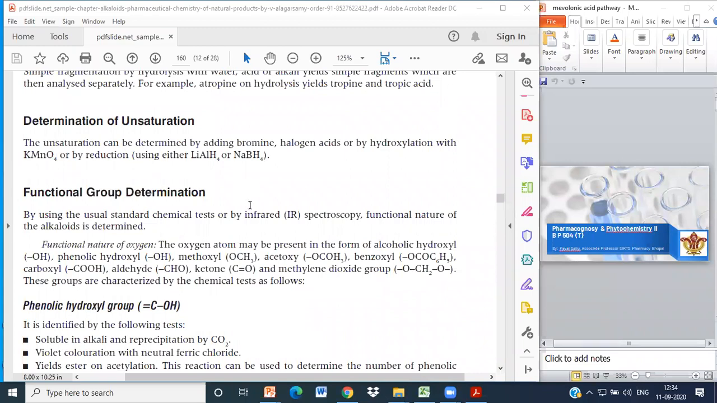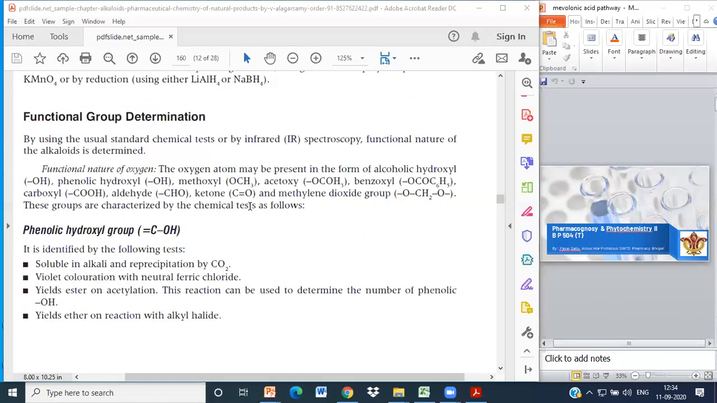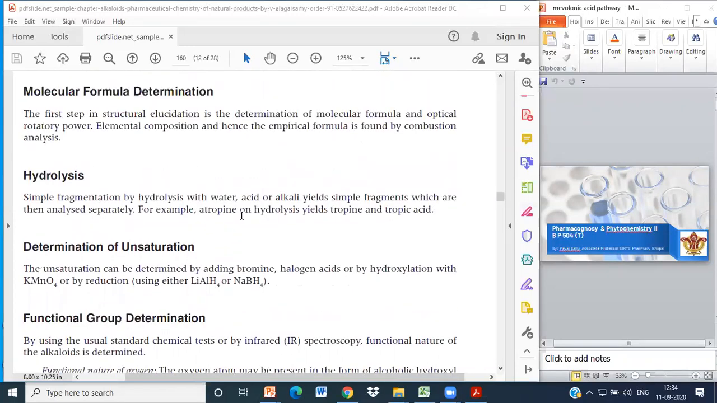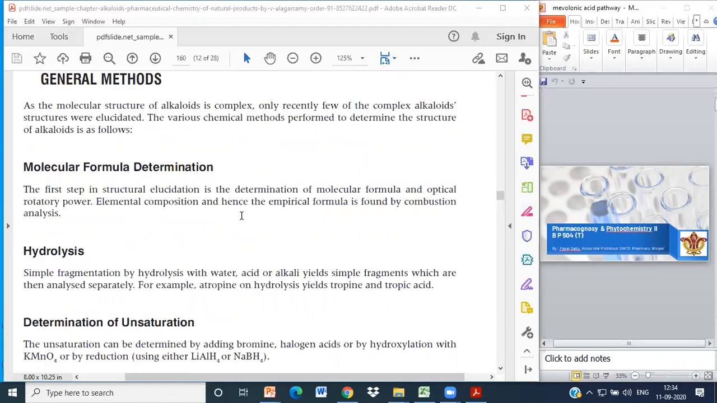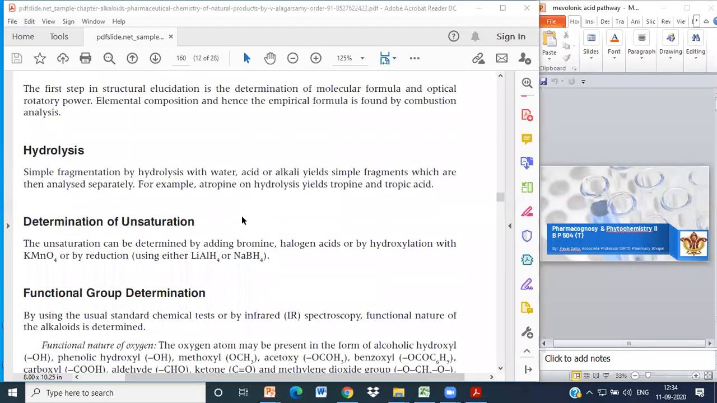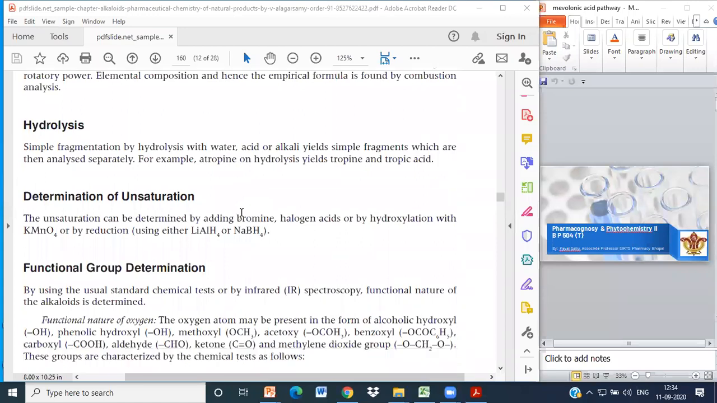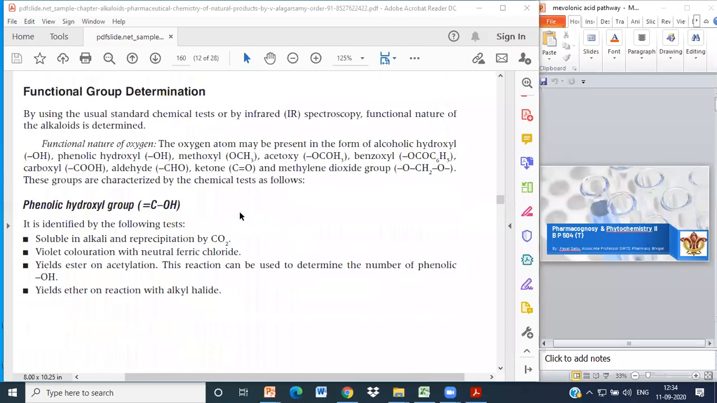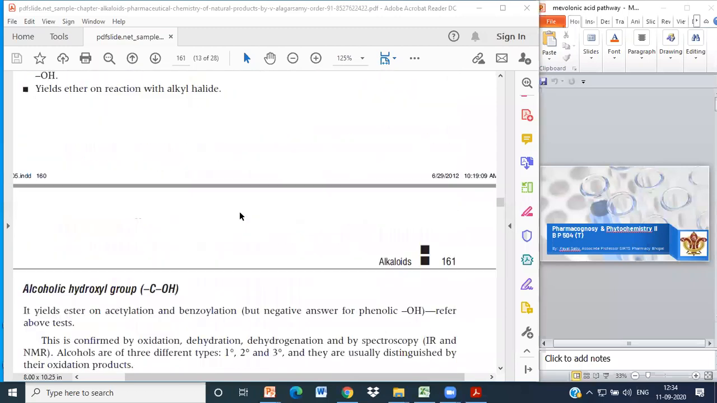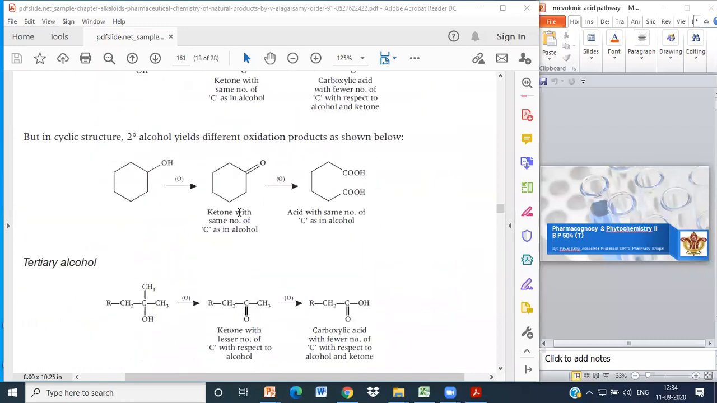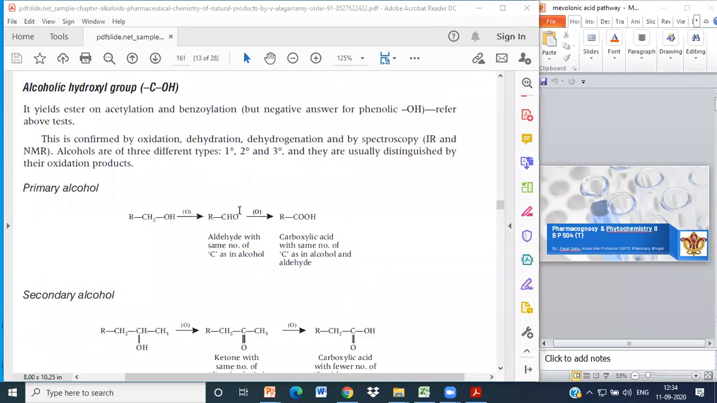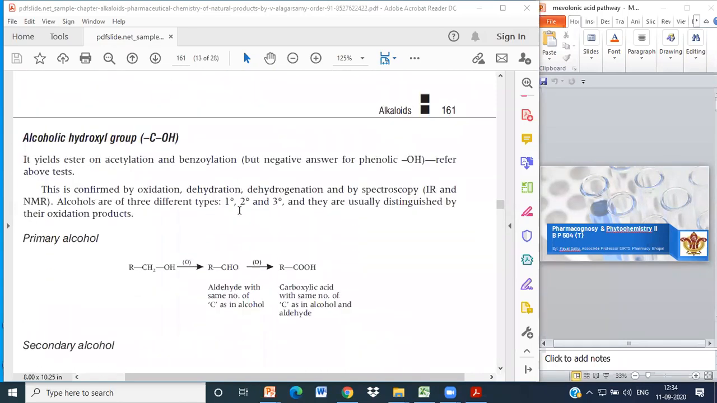You have to go for the chemical tests of these groups, to see what types of functional groups the alkaloid can contain. So this is how you can determine the structure of an alkaloid on the basis of hydrolysis, the type of unsaturation, and the type of functional groups present in the alkaloid. So this was all about the chemistry, the general method of extraction of alkaloid, and, I must say, the structural determination of alkaloid.